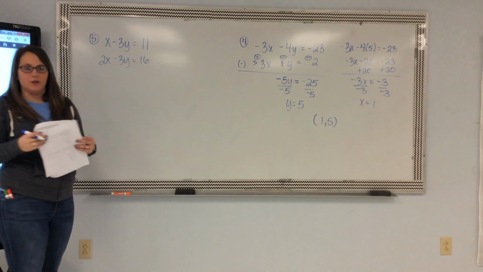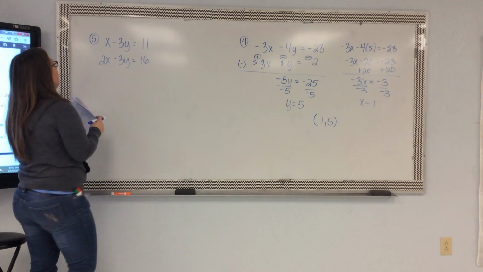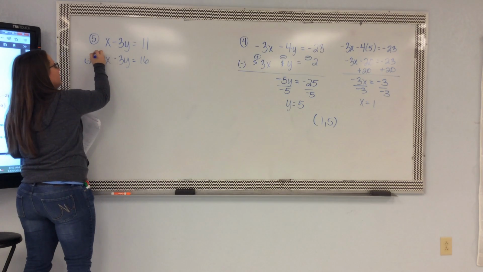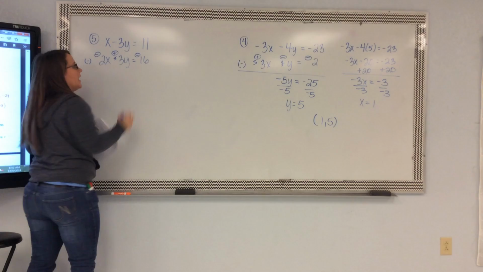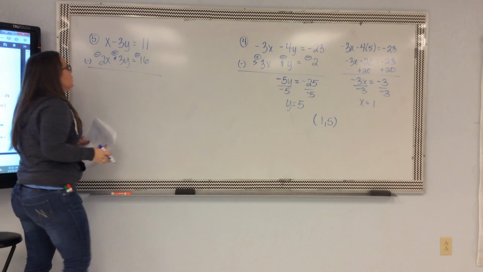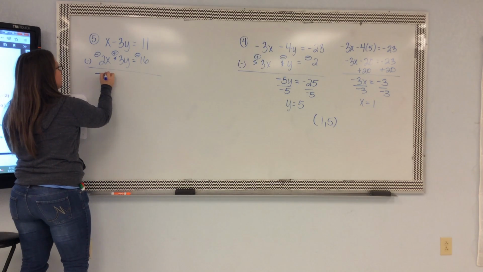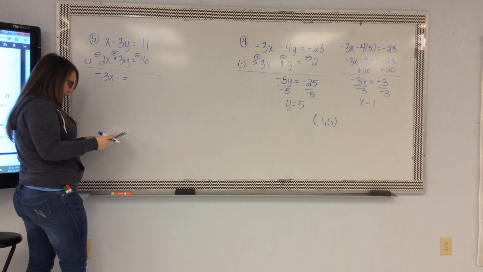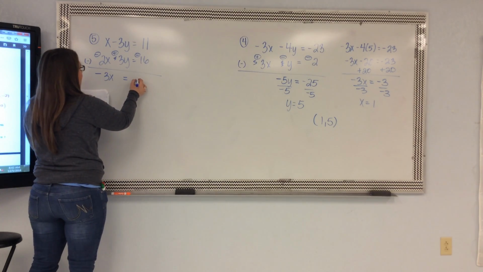Once again, my y's are matched up. It's just both of them are negative. So I'm going to go ahead and distribute a negative through here at the bottom. That makes this a negative 2, that makes this a positive 3, and that makes this a negative 16. So x minus 2x is a negative 3x. The y's cancel out. And 11 minus 16 gives me a negative 5.